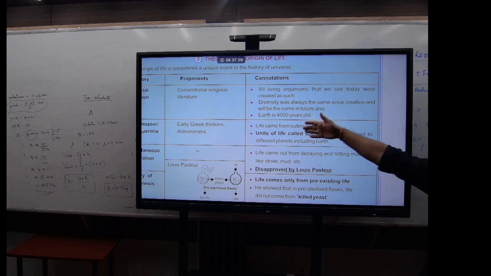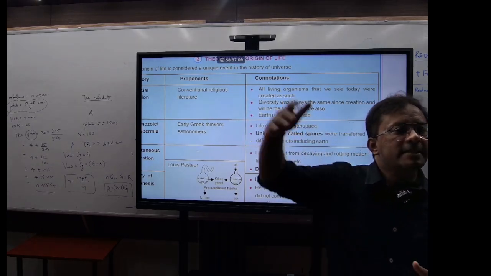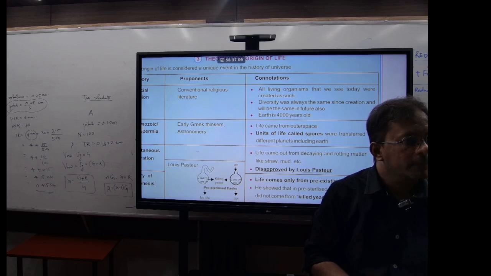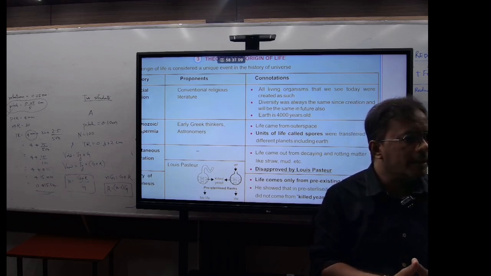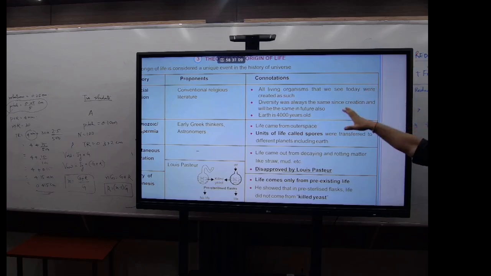Right? So in the textbook, it's mentioned the universe is 20 billion years old. But the recent data suggests that the universe is actually 13.6 billion years old. It's not very old, but it's young actually. The universe is young. Right? Now, earth is not 4,000 years old. Earth is 4.5 billion years old. So this is entirely wrong.